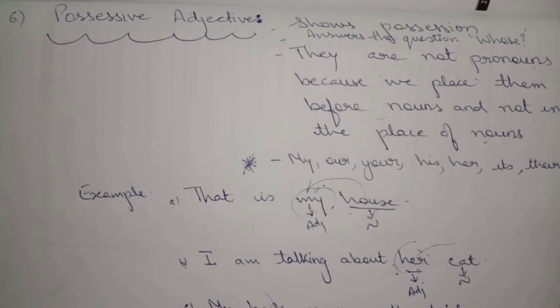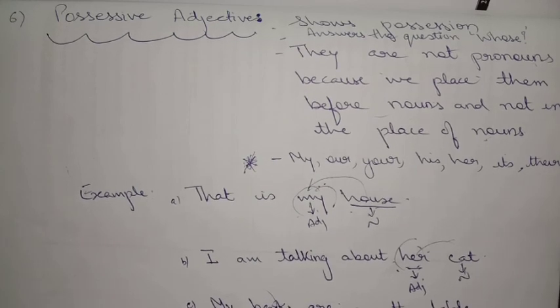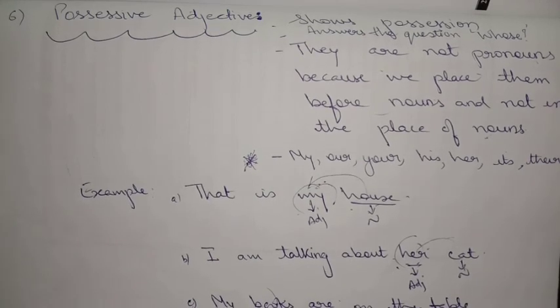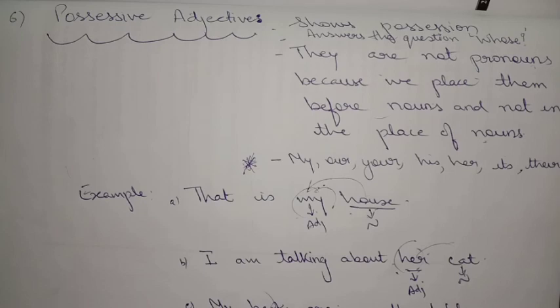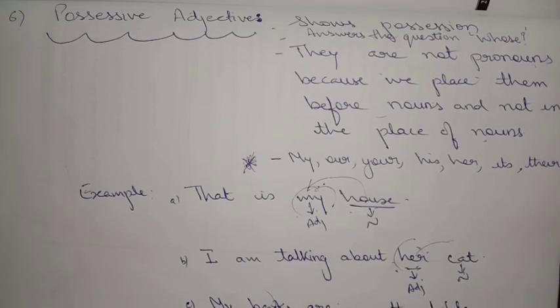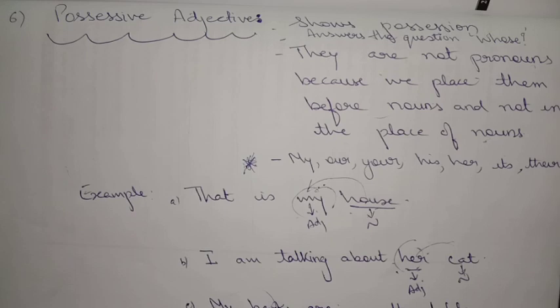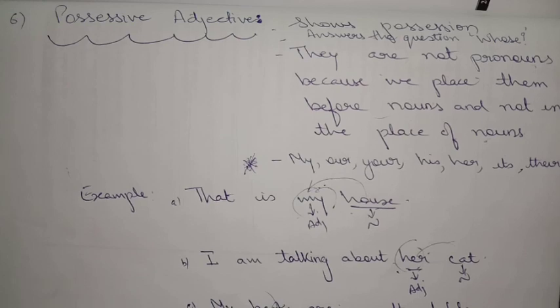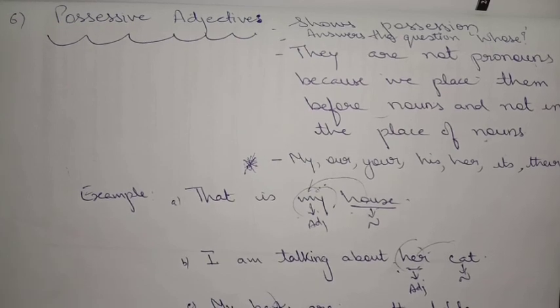Possessive adjectives. A possessive adjective shows possession, which means ownership, and it answers the question whose. Kindly note, they are not pronouns because we place them before nouns and not in the place of a noun. Okay? My, our, your, his, her, its, their. These are all your possessive adjectives.